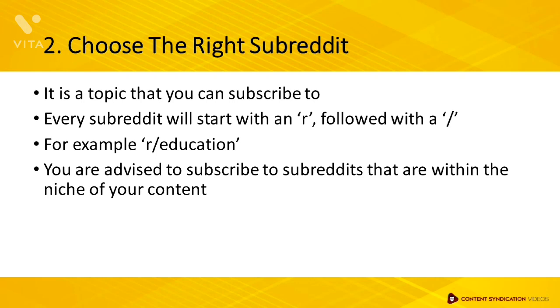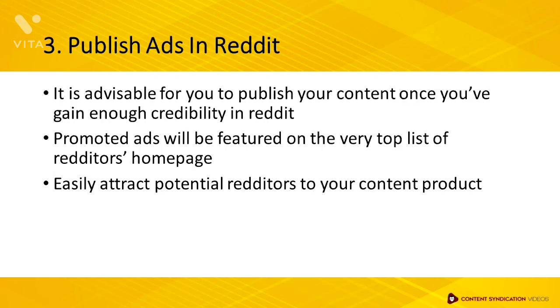It is the topic that you can relate to by subscribing to it. All subreddits start with an R followed by a slash and then the name of a topic. For example, education. To build your reputation, start by subscribing to subreddits that are within the niche of your content. Finally, you can publish your content ads in Reddit. It is advisable for you to publish your content through ads once you've gained enough credibility in Reddit. Additionally, ads in Reddit easily attract potential Redditors to your content product. So in the next few modules, I'm going to show you step by step on how to subscribe to a subreddit and publish your first ad in Reddit.